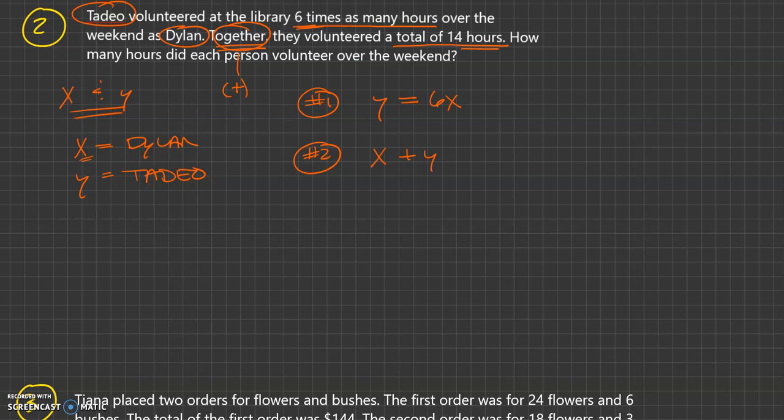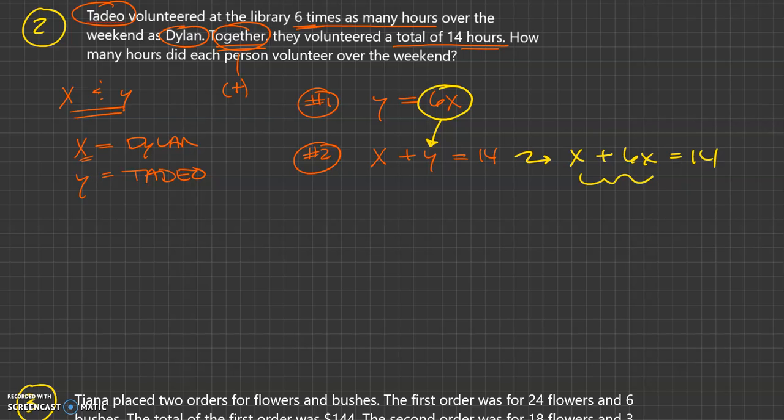x plus y equals 14. So those are my two equations now. Hopefully you see that this is a substitution problem. Since y equals 6x, I will just replace y in my second equation with 6x. So my new equation would be x plus 6x equals 14.